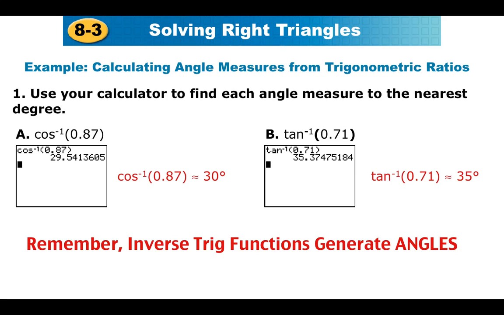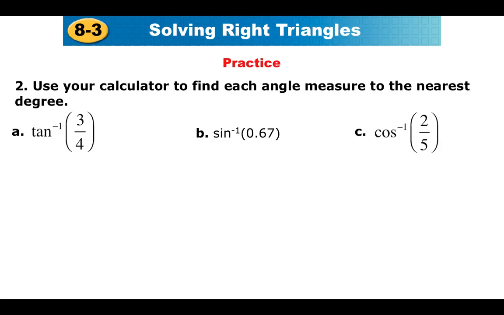Let me go ahead and go to the next slide. Here there's some practice, but since I'm not there, we're actually going to do this together. It's basically the same directions as number 1. Now notice that on problem A, you don't have a decimal, you have a fraction, but nothing we can't handle. So go ahead and hit the tangent inverse on the screen, and then punch in the 3/4. Press enter. After you round to the nearest degree, you should agree with me that the answer should be 37.